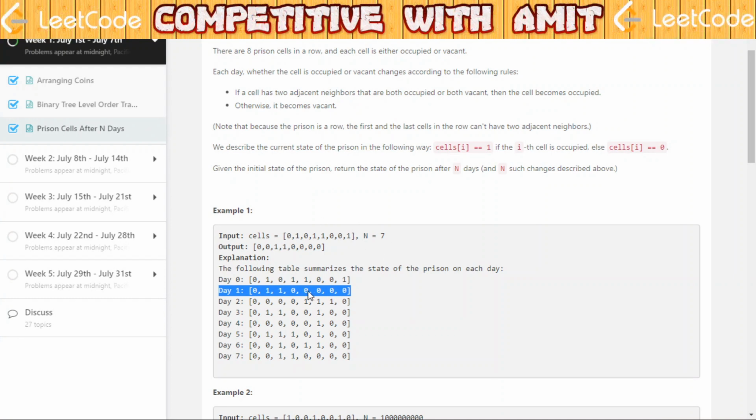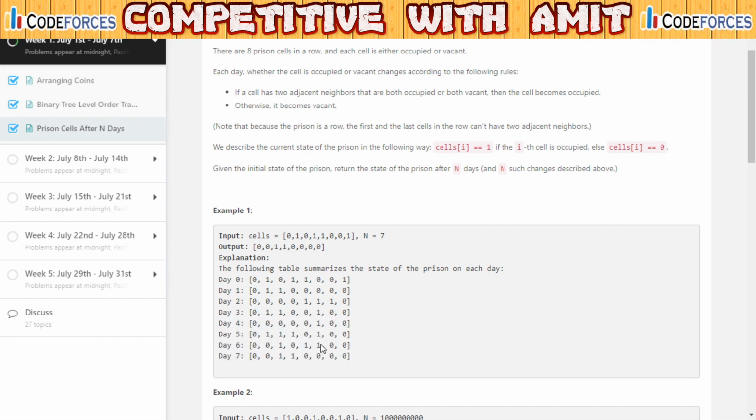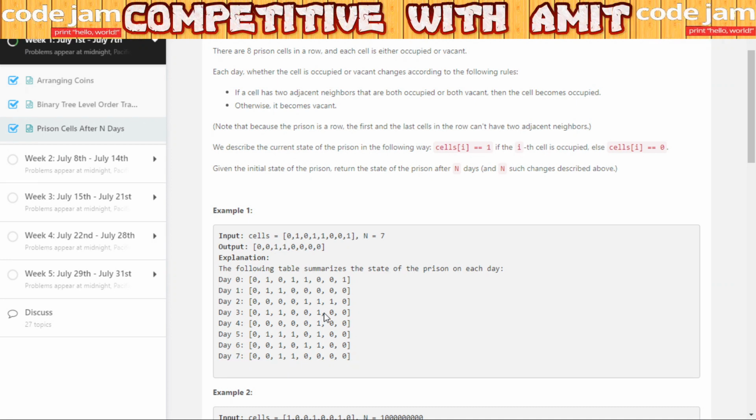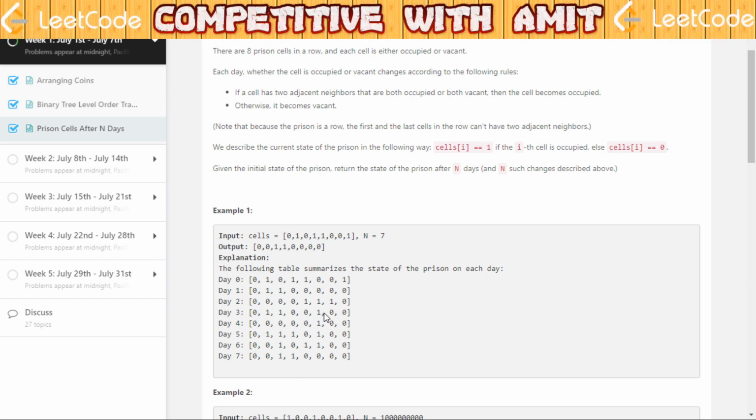If N equals 1, then this will be our answer. Now this will be for N equals 2, 3, 4, 5, 6, 7. So for N equals 7 we have to return this. So this is the question which we have to do. Now we will look at the solution, how we have to solve this question.